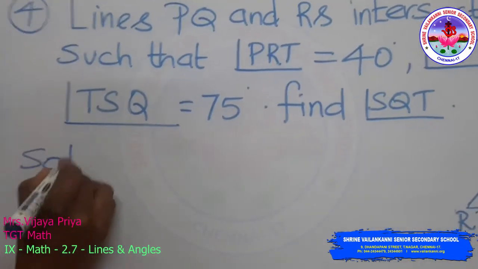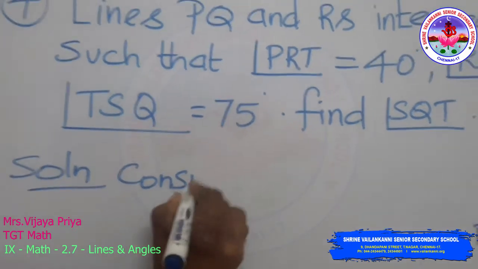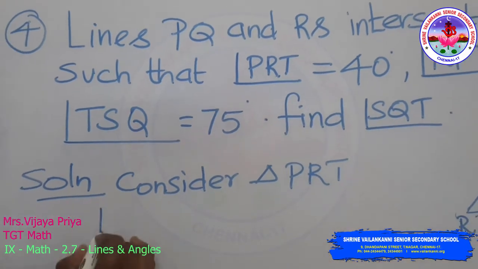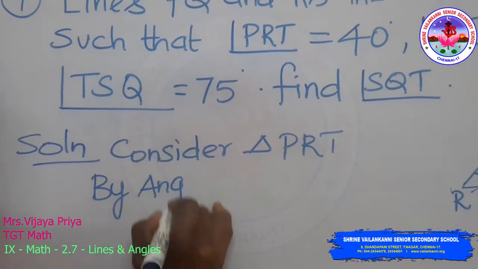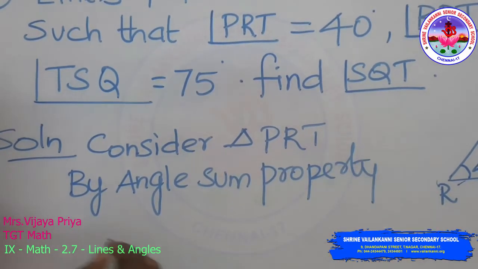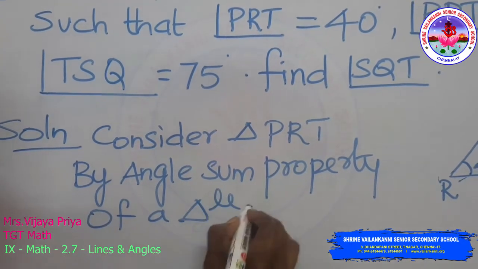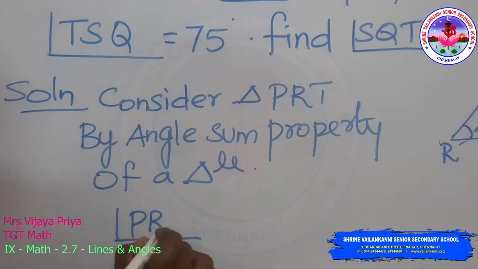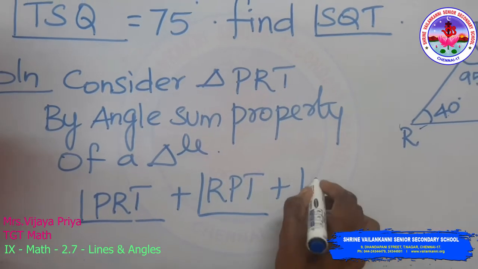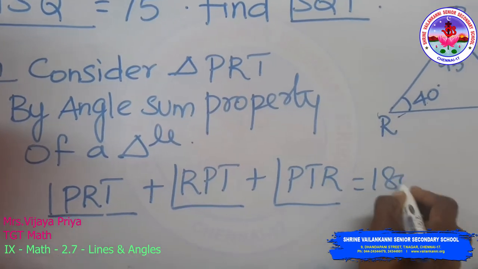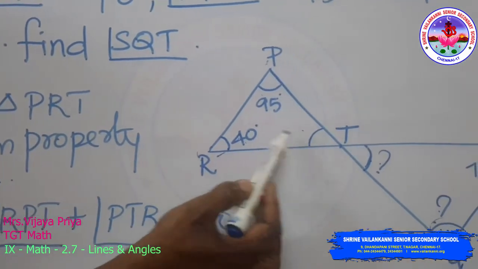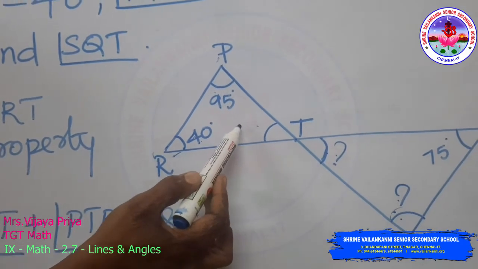Coming to the solution here, consider triangle PRT. By angle sum property of a triangle, angle PRT plus angle RPT plus angle PTR. So the sum of three angles of a triangle, where from my figure I have taken these three angles, will be equivalent to 180 by angle sum property of a triangle.